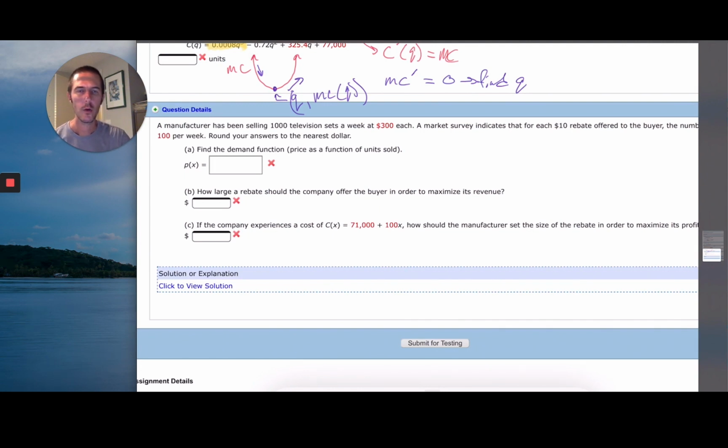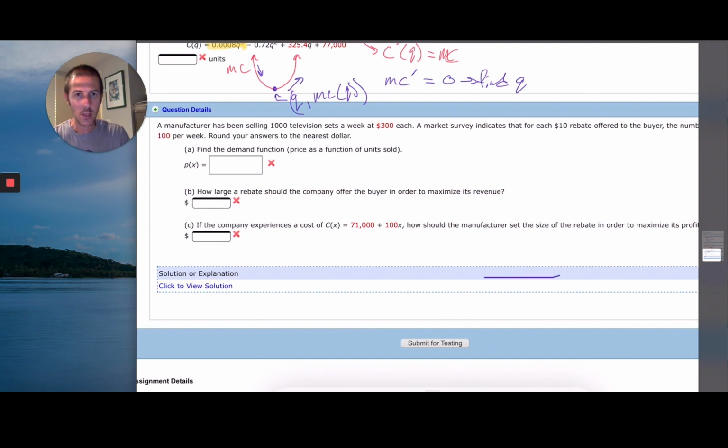Also be mindful that if your initial function, like a cost function or profit function, were a fourth degree polynomial, when you take the first derivative you'd get a third degree. Actually, all you have to do is start with a third degree polynomial, take the first derivative, get a second degree polynomial, set that equal to 0, and you're going to get 2 answers. So you'll have to be careful and take the extra time to decide which one of those x values or q values is resulting in a local minimum and which one's resulting in a local maximum.